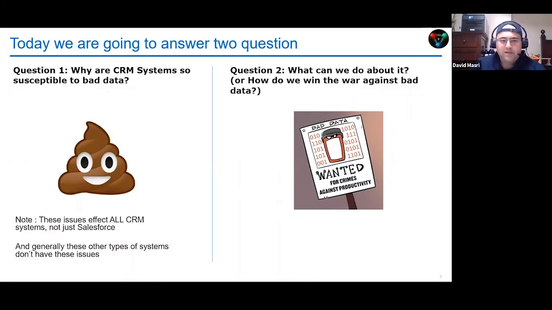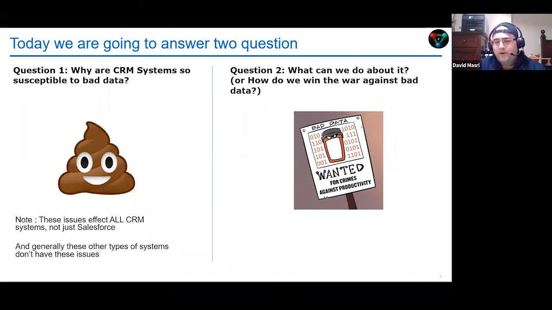Today, we're basically gonna answer 2 questions. The first one is, why are CRM systems so susceptible to bad data, or at least why I believe they're so susceptible to bad data? Not necessarily talking about Salesforce. Generally, most CRM systems face the same kind of data issues.